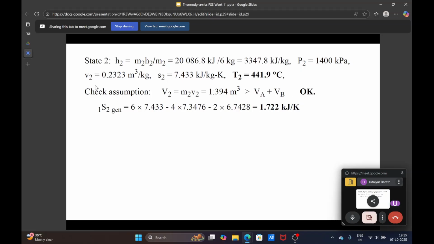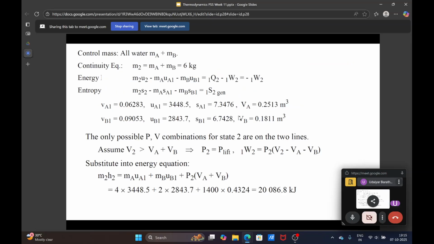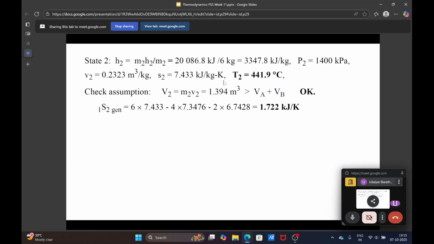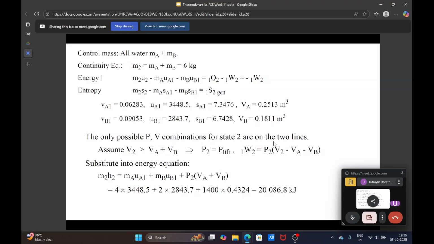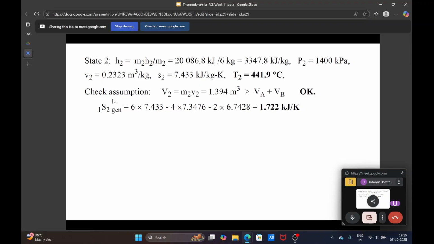And finding out the final volume V2 is 1.394 meter cube, which is greater than the sum of the other volumes, which states that the assumption is correct and the piston is getting lifted up. And that also can be used to find out how much work is being produced. And then finally the entropy generated is just the entropy difference between the final and initial states.